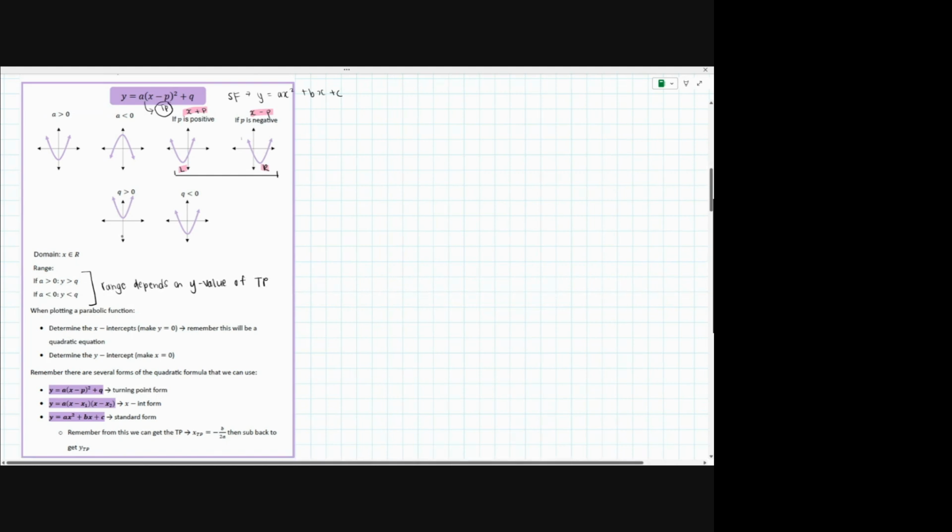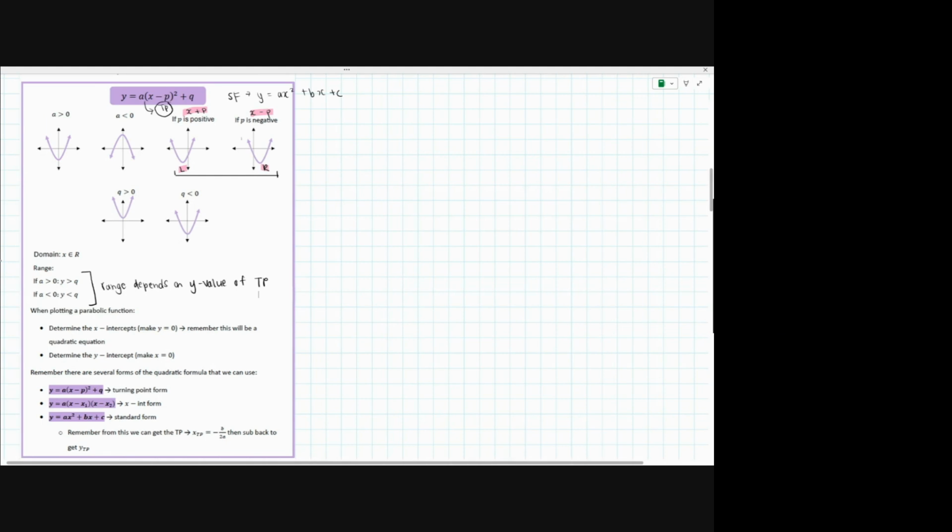If your parabola is a happy parabola, like we've got over here, your range is greater than the y value of your turning point. If you've got a sad parabola like we have over here, it would be less than your turning point because it goes down. We'll have a look at some examples in a second.